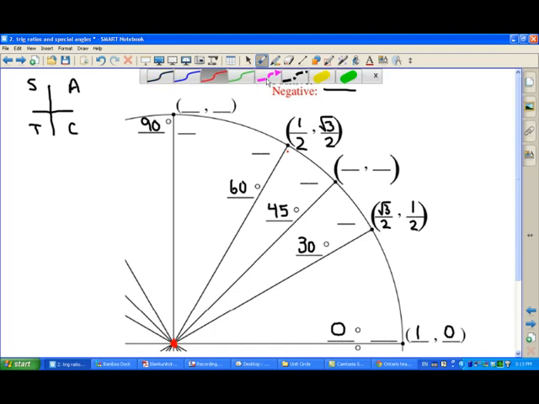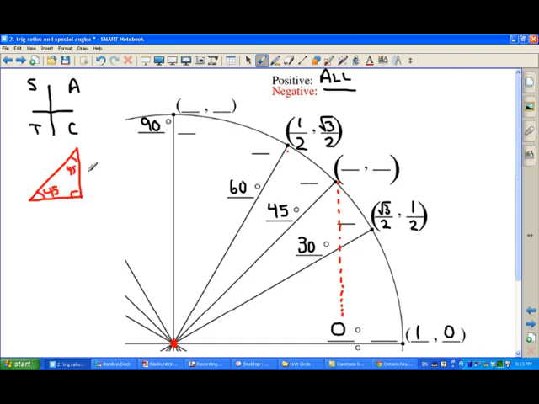Last, I need to look at my 45-degree angle. Again, drop that imaginary right angle down to the x-axis. In our 45, 45, 90 triangle, we have sides of 1 and a hypotenuse of root 2. So to find sides x and y, we can do it the same way. The x value is the cosine of 45 degrees. Cosine of 45 degrees is 1 over root 2.